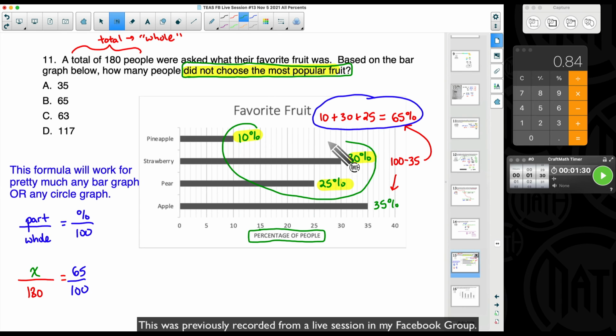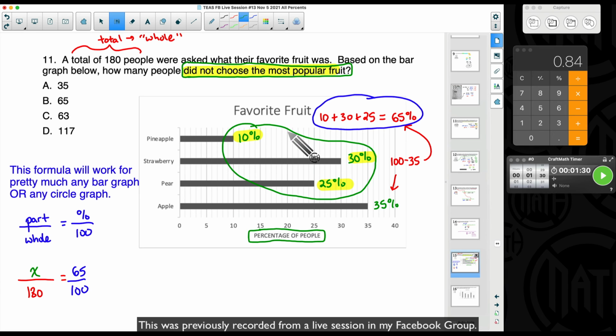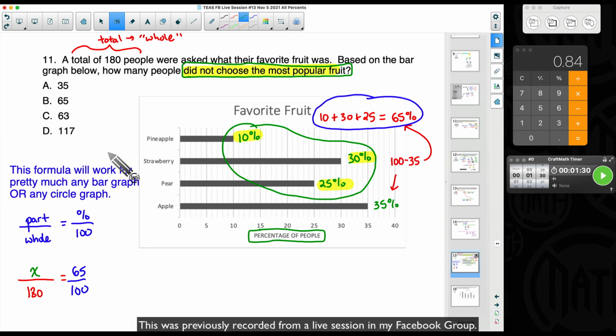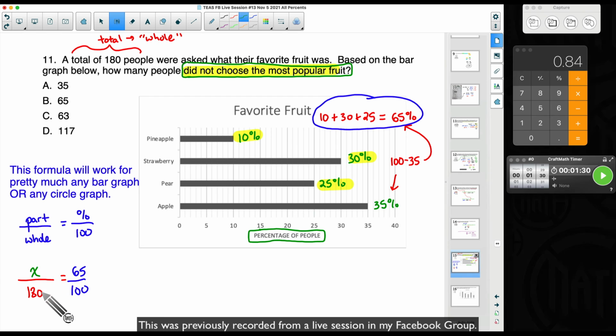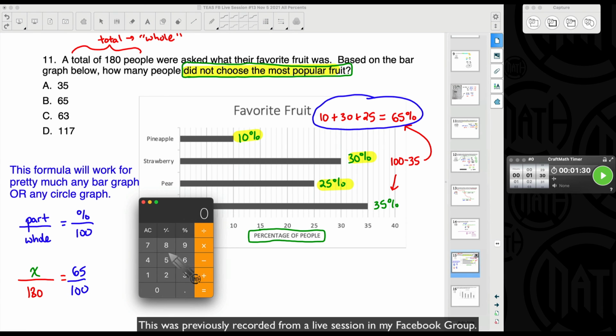These three fruits only represent a portion of the whole, a part of the whole. We're trying to find those people, that part of the total of 180. So part is a portion, whole is the total, percent over 100. Now we can cross multiply and divide.